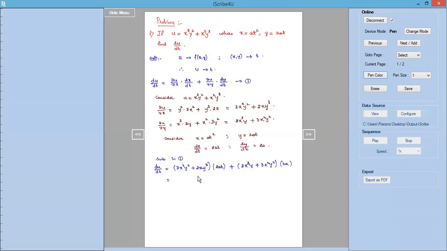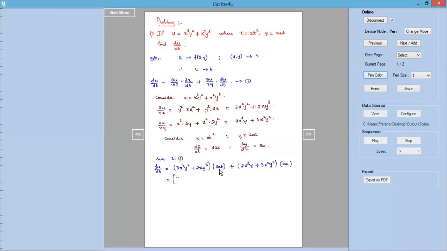Now we observe that the variables x and y are also involved here, and t is the independent variable involved. So we have du by dt to find out. So we have to substitute for x and y in terms of t and simplify, obtaining the answer completely with respect to the variable t. So substituting for x and y in each and every step.